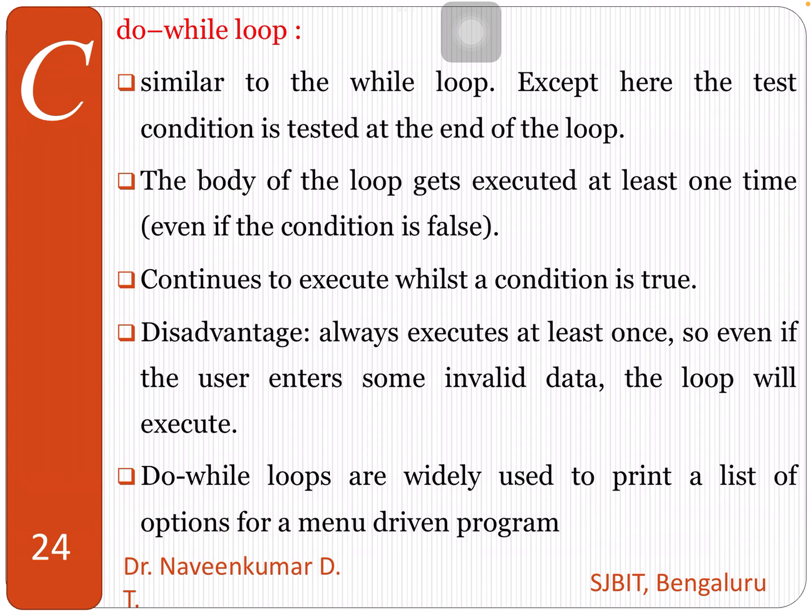Next, the do while loop. This is very much similar to the while loop, except the test condition is tested at the end of the loop. The body of the loop gets executed at least one time here. Whereas in a while loop, when the condition is checked, if it fails, it will not enter the loop itself. The disadvantage of this one is that it always executes the loop at least one time. Do while loops are widely used to print a list of options for a menu driven program.